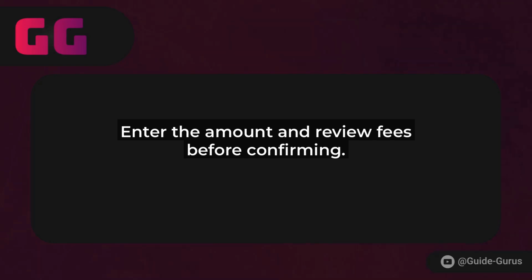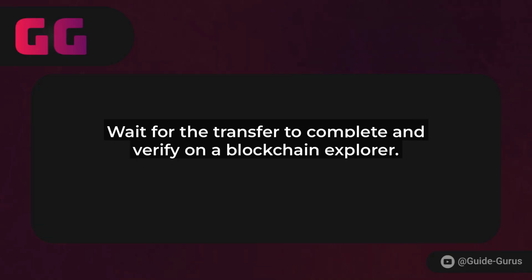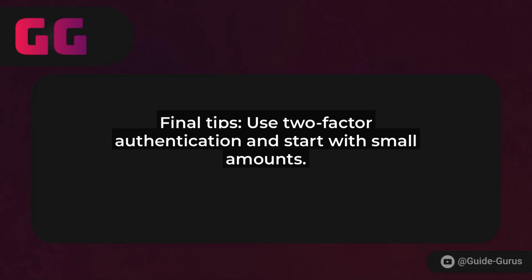You'll probably need to verify it with two-factor authentication for added security. After that, sit tight. The transfer could take anywhere from a few minutes to an hour, depending on network traffic. And just like that, your USDC should appear in your Uphold wallet. Always check your transaction status on a blockchain explorer like Etherscan to ensure everything went smoothly. Pro tip: if you're new to this, start with a small amount to test the waters.